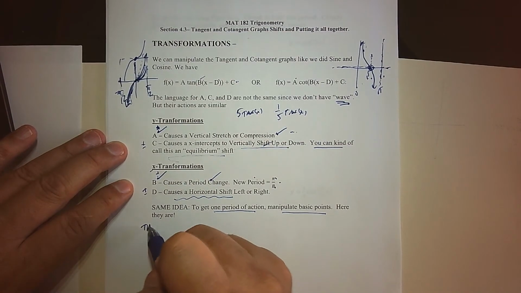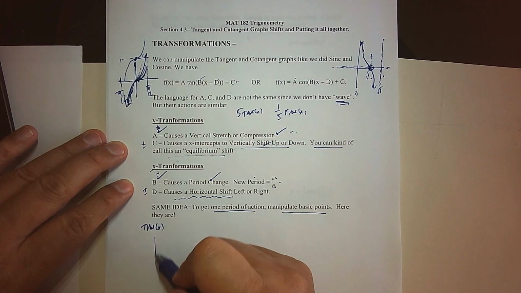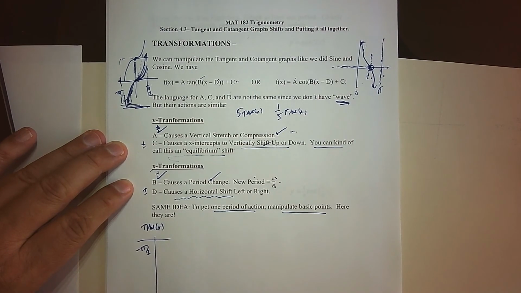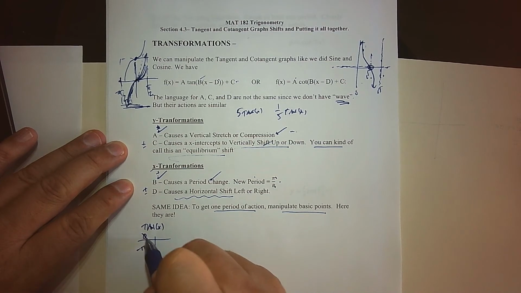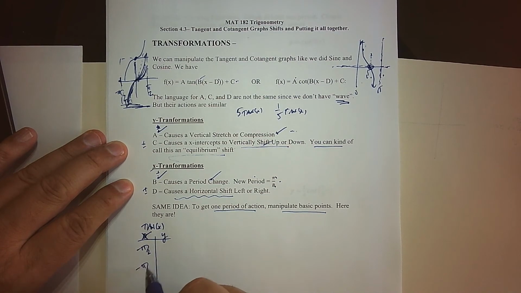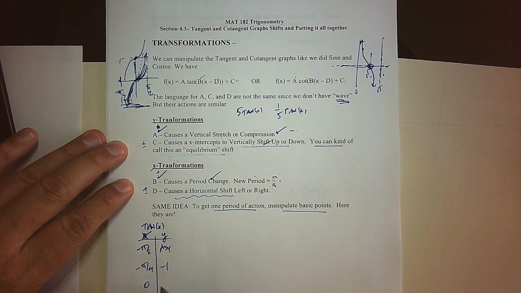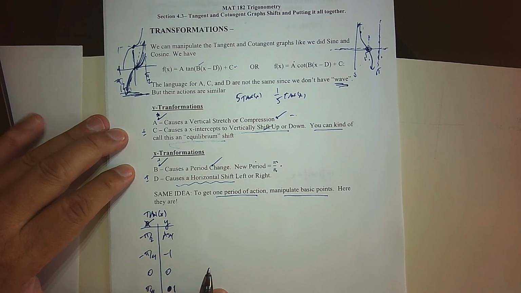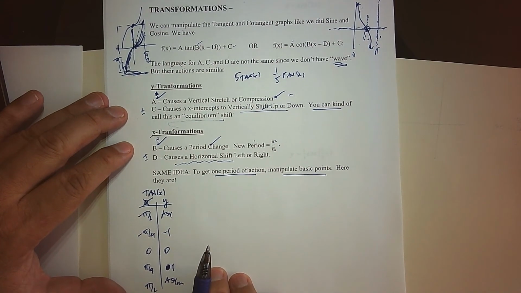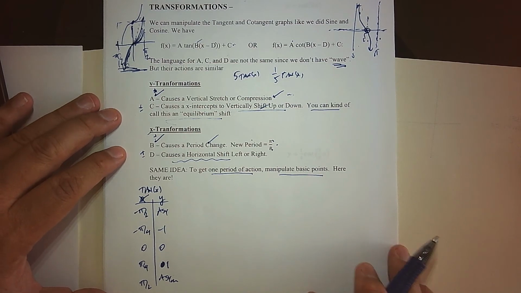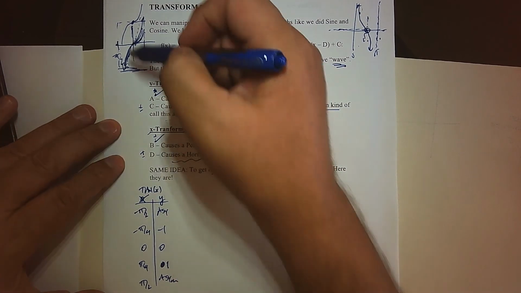And for a tangent graph, again, for one period from negative pi over 2 to pi over 2, this is x and this is y, we broke it into negative pi over 4, 0, and pi over 4. And we had asymptotic behavior, right? This was a negative 1, that's a positive 1, and that's 0. So we're basically going to be manipulating that. Those are the core data points on a tangent graph. So here's our core points in a tangent graph.